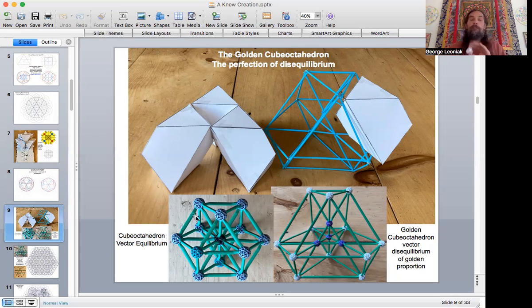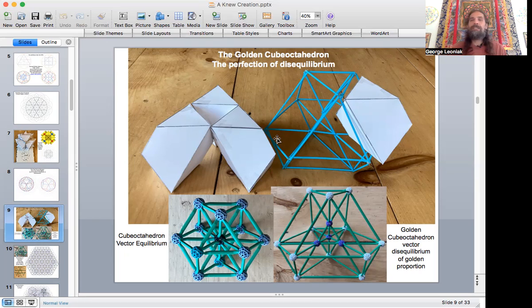And this is a vector equilibrium, in which all the outer edges are the same length as the edges going into the central black point in the middle. And it is, in a perfect structure, very not wanting to move, very equilibrious. And the golden cube octahedron is also a form of perfection.